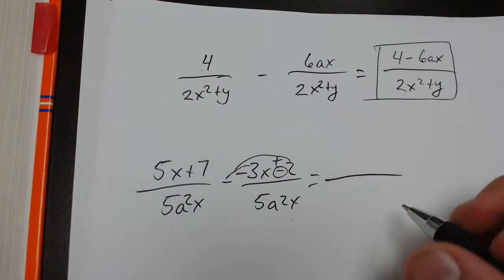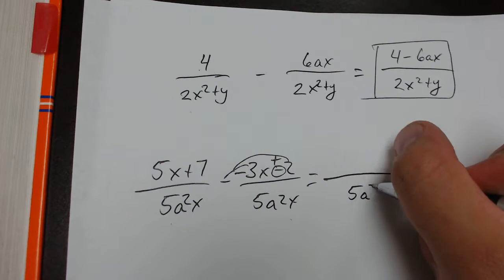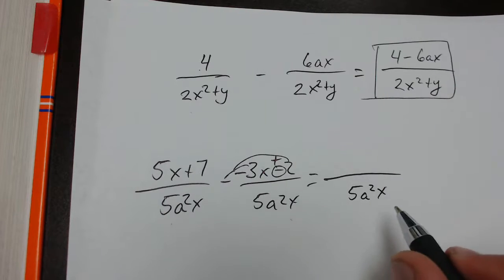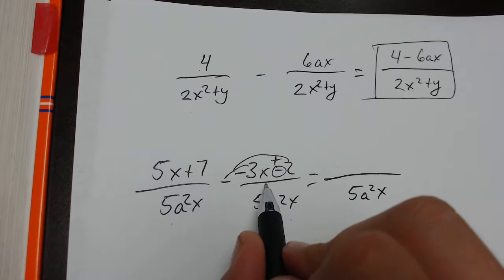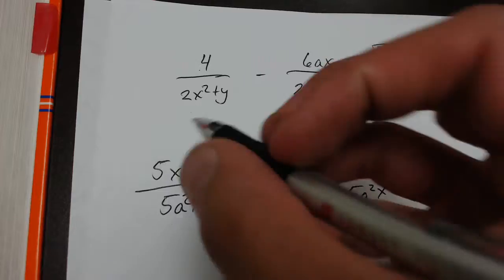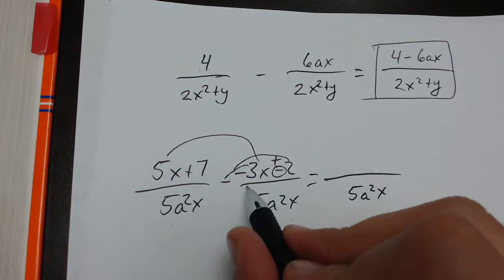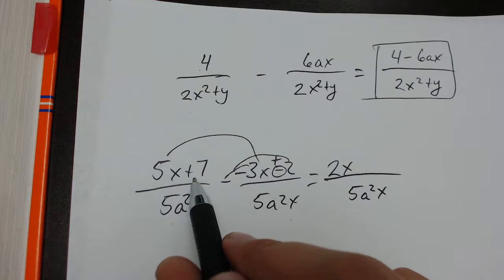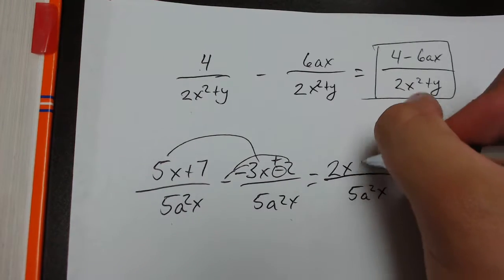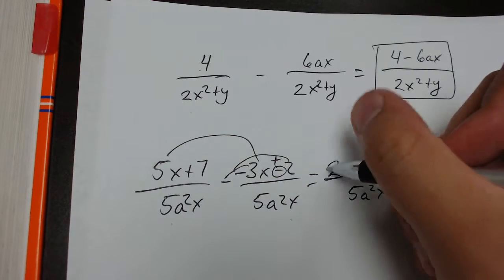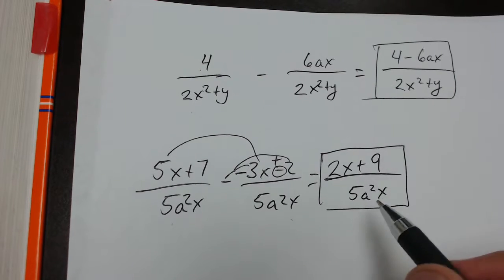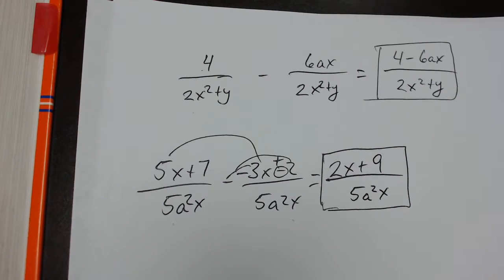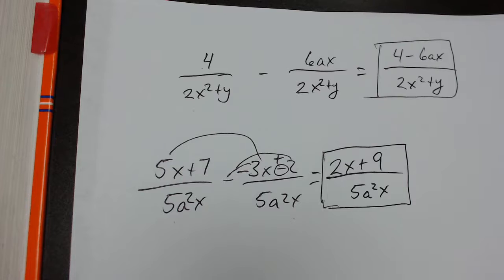Now, when I combine these, they're all going to be written over one denominator, 5a squared x. But we have like terms here. I've got an x term, right? So I can combine 5x minus 3x. That's going to give me positive 2x, right? I can combine positive 7 and positive 2. That gives me positive 9. So our final answer, 2x plus 9 over 5a squared x. So as long as we have the same denominator, these problems are very easy.